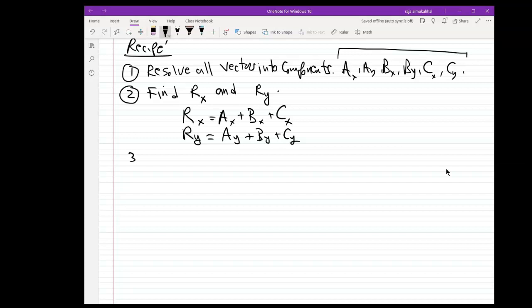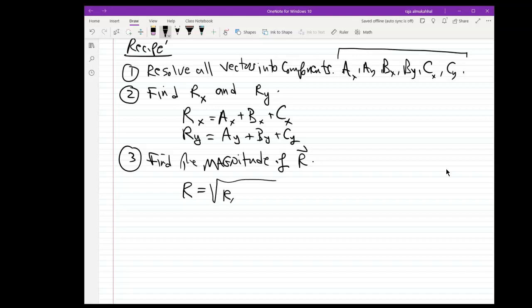Step number three, now find the magnitude of the vector R. Well, how do I find the magnitude? Remember how we find the magnitude? The Pythagorean theorem. So R is basically the square root of R sub X squared plus R sub Y squared. Remember, we just found R sub X and R sub Y from step number two right here. Okay? So all I need to do is use the Pythagorean law, and that will give me the magnitude. So this is the magnitude of the vector that I'm looking for.